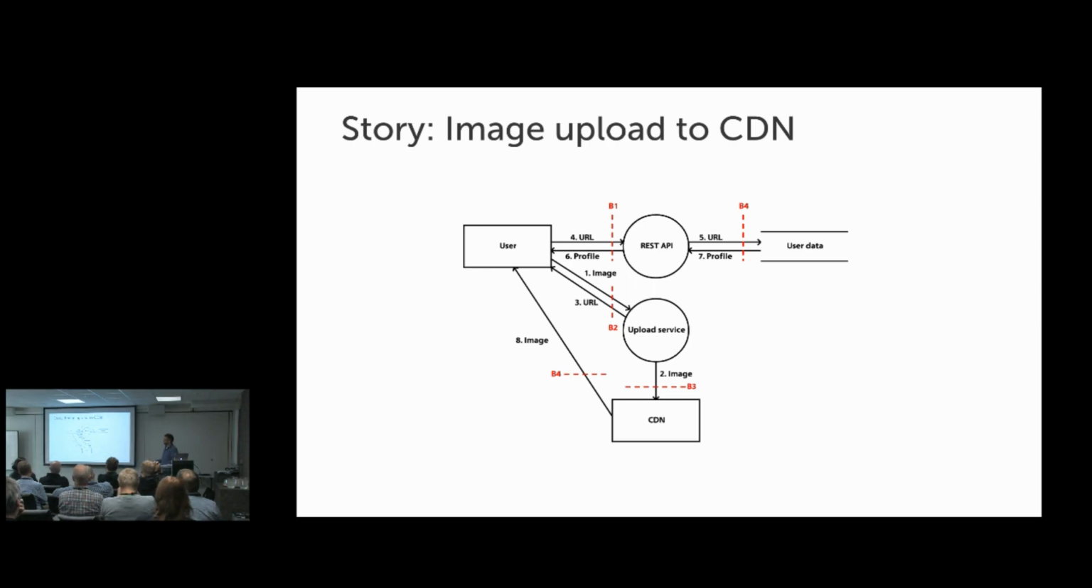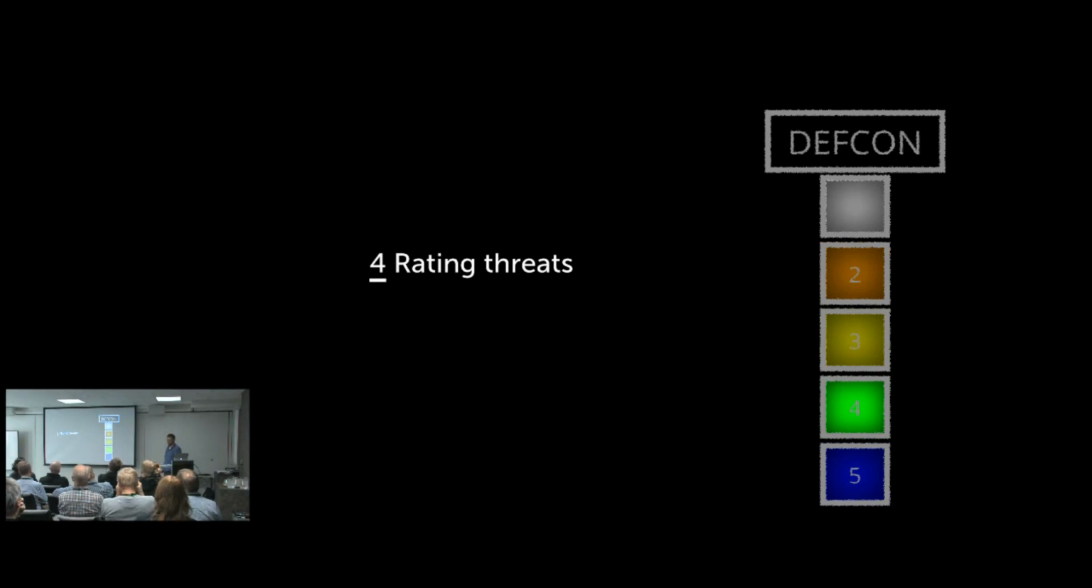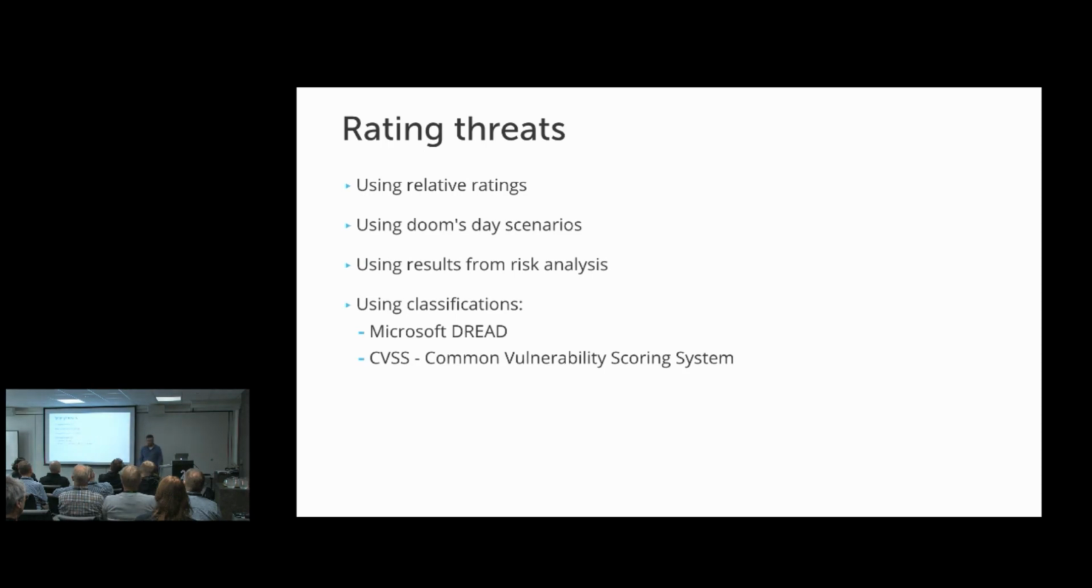Once we've found a set of threats, we need to rate them. And rating threats can be kind of hard. The easiest way to go is probably to just do relative rating: is this threat more important than this threat? But we can use other sources as well. We could come up with a set of doomsday scenarios. What's the worst thing that could happen to our company? And if any of the threats are dragging us towards one of those doomsday scenarios, then maybe we want to put that on the top.